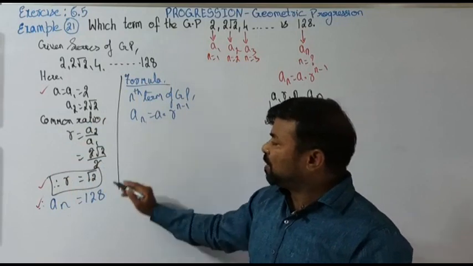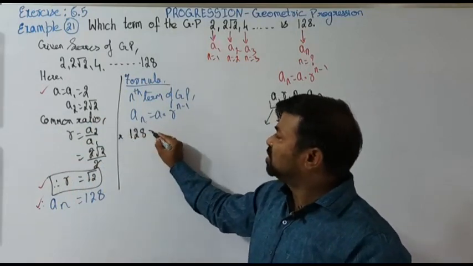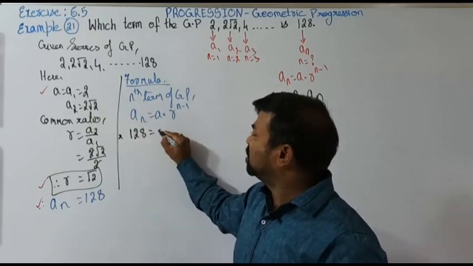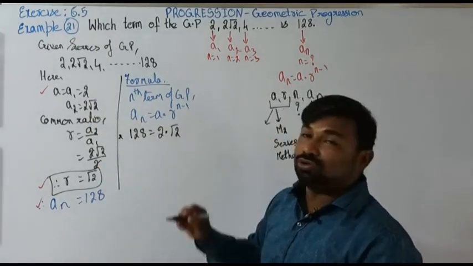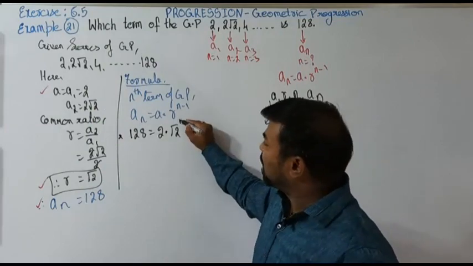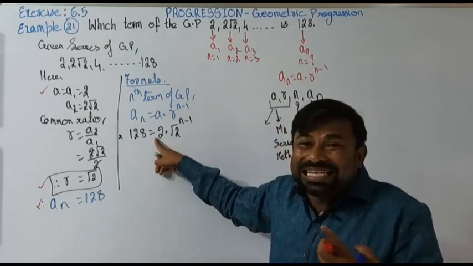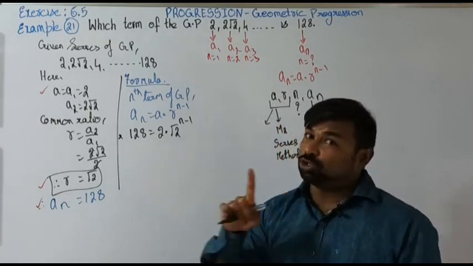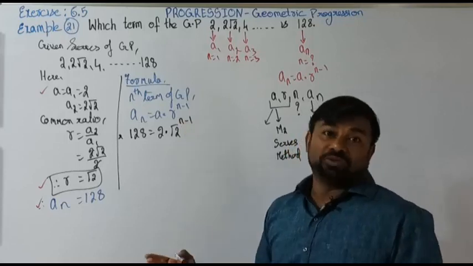So in the place of An, let's plug in 128, right? What's the value of A? You got it as 2. And what's the R value? R value is nothing but root 2. And the power, obviously, we have n minus 1. So we got an equation. Now, how many equal to symbols are there? One. How many unknowns are there? N. Right? So we can figure it out.